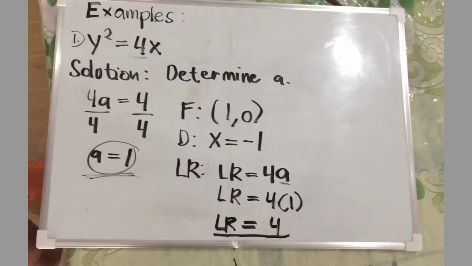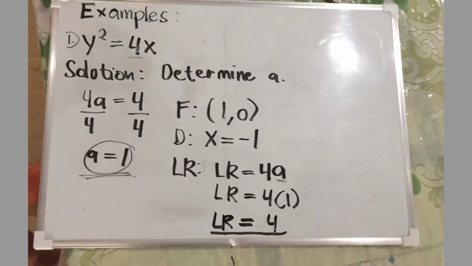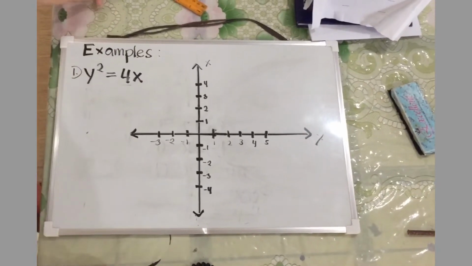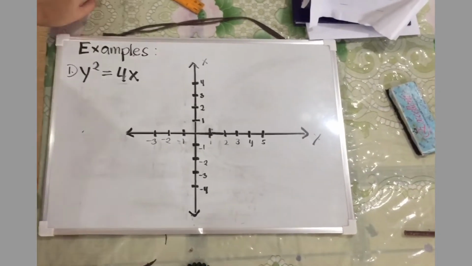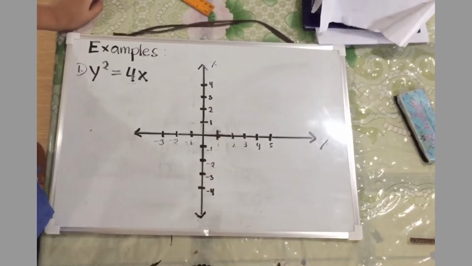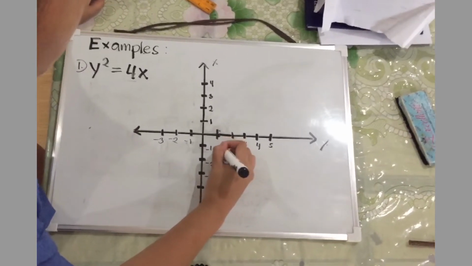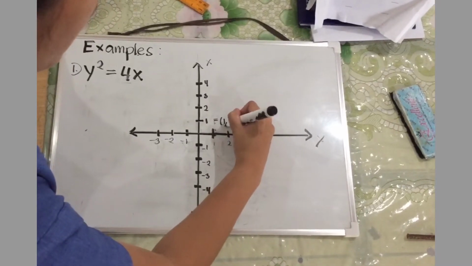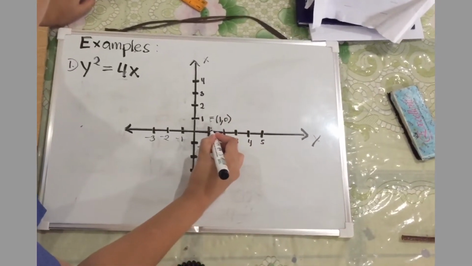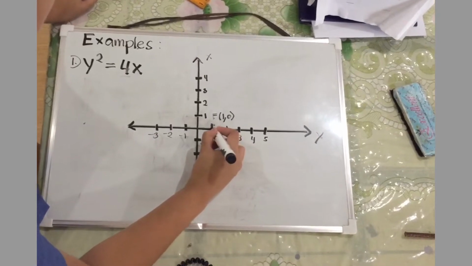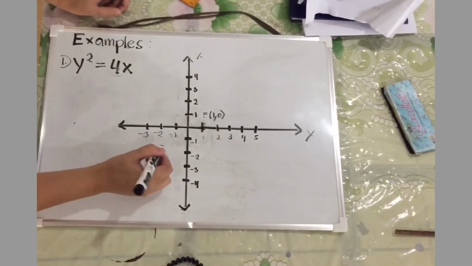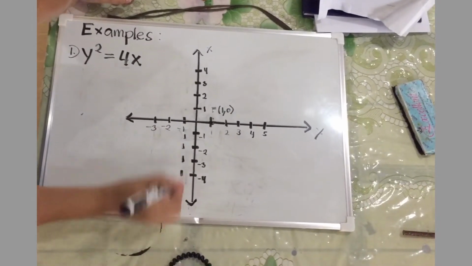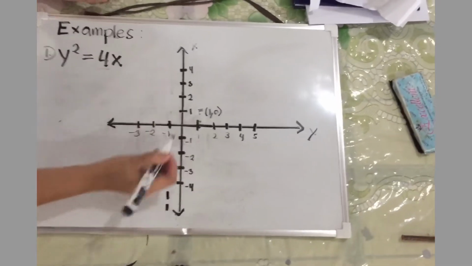So because of that, we can draw the graph. So when we graph the equation y squared equals 4x, the focus is point 1, 0. So it is here. And the directrix is negative 1. So it's here.